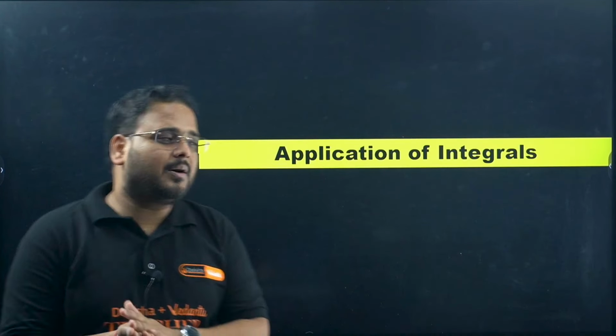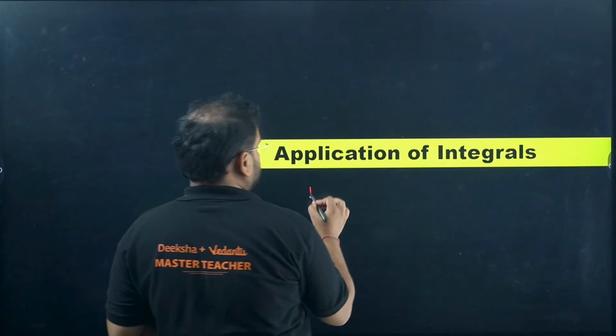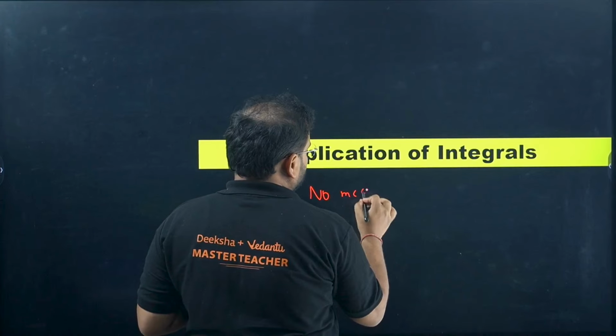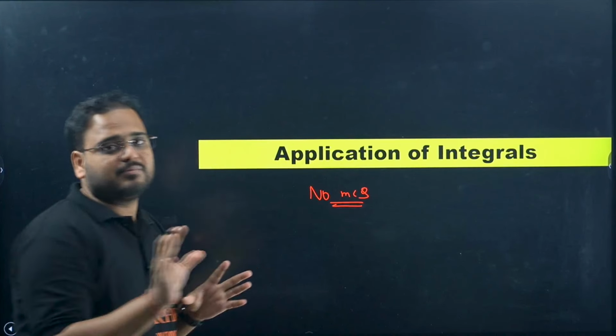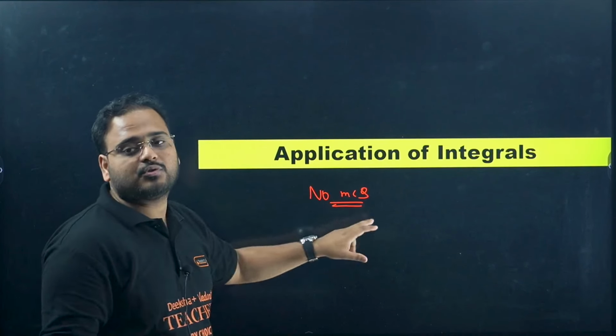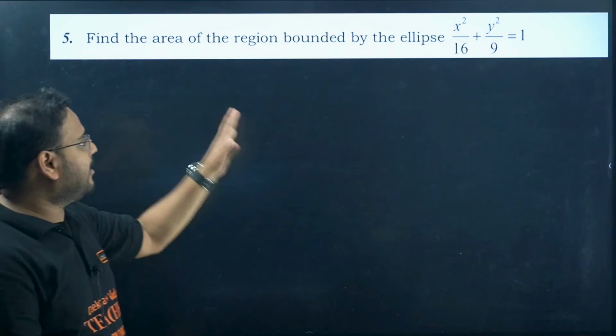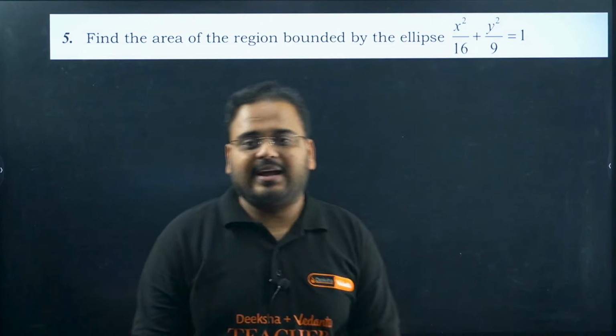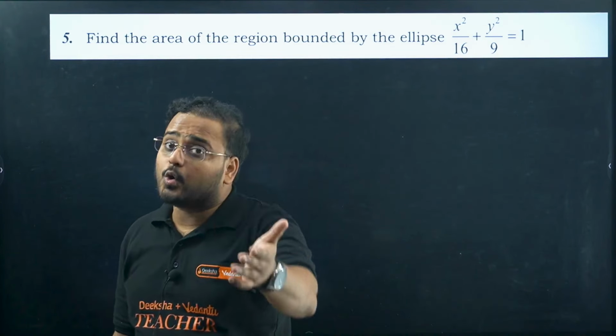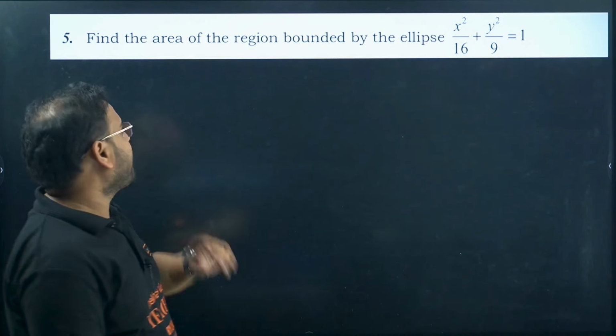Same approach. Actually in this one there are no MCQs. This chapter doesn't have any MCQs because in your boards the question comes on finding the area bounded by an ellipse, parabola, straight line, those kinds of questions come. So we'll solve those only. No MCQs in this chapter.